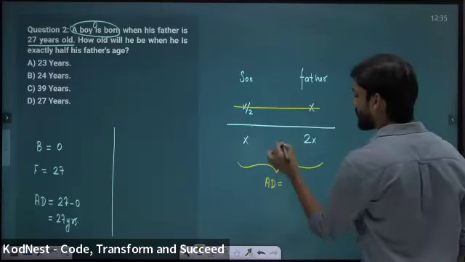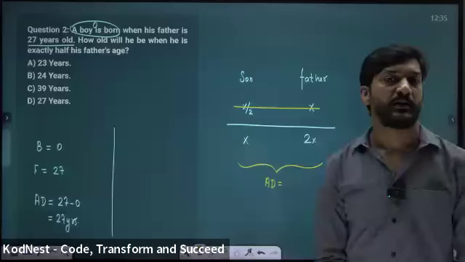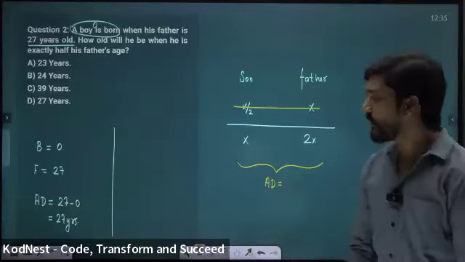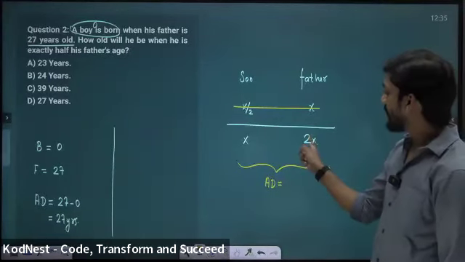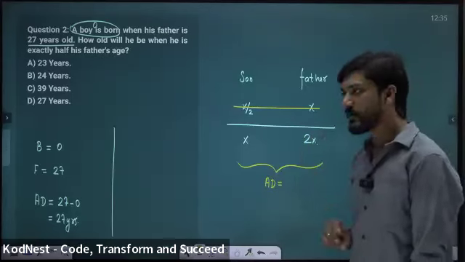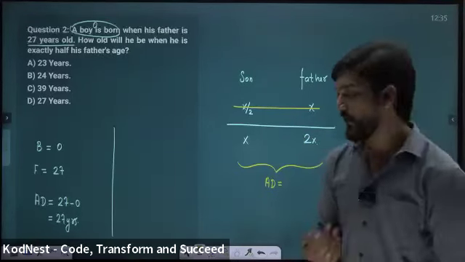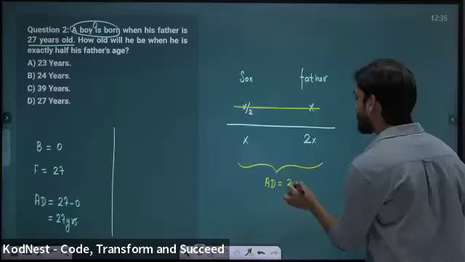How much is the age difference? Don't say 27; 27 we will say later. First tell what is the age difference. These are the ages. What is the age difference? X. Okay, so 2x minus x.